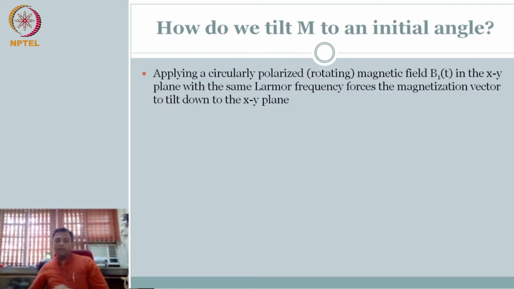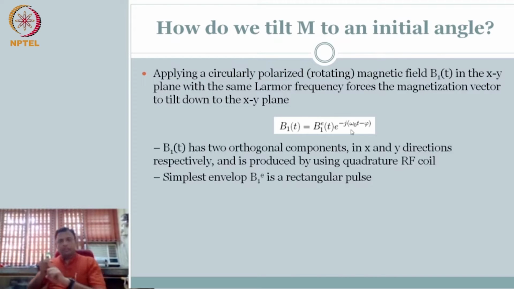So you apply B1, right? B1 of t is nothing but it has an envelope, and then it has a frequency. That is the description of the rotating magnetic field. It has two components, X and Y. That's why it is able to move in the XY plane. So you apply this using a quadrature RF coil. We'll talk about this coil design and other things in the instrumentation aspect in the next module.